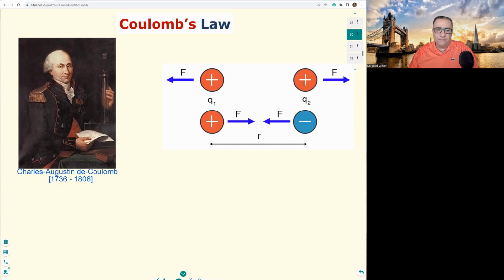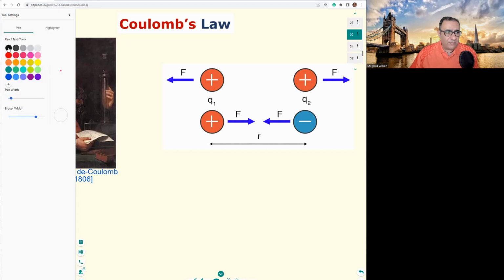Obviously, if the charges are similar, both positive or both negative, each charge will experience a repulsive force from the other. If the charges are different, then the force will be an attractive force. Okay, for more detailed information about the apparatus or the device that Coulomb used, I'm going to share a link to a video in the description below. So if you are interested, you can get more information about the techniques of the experiment themselves.